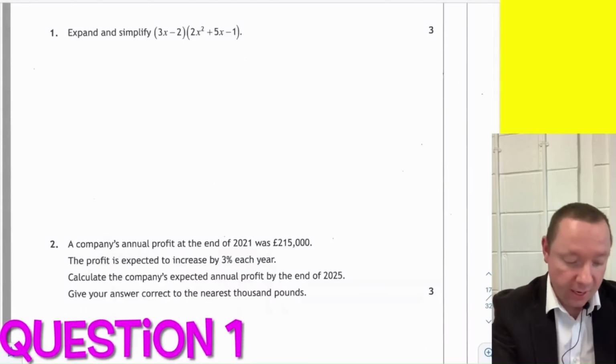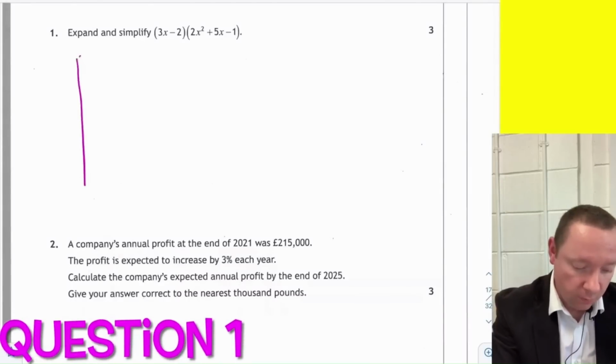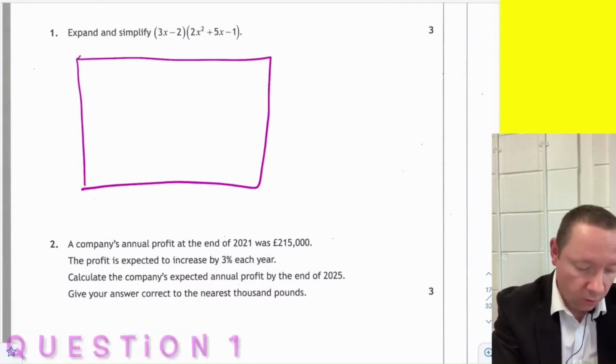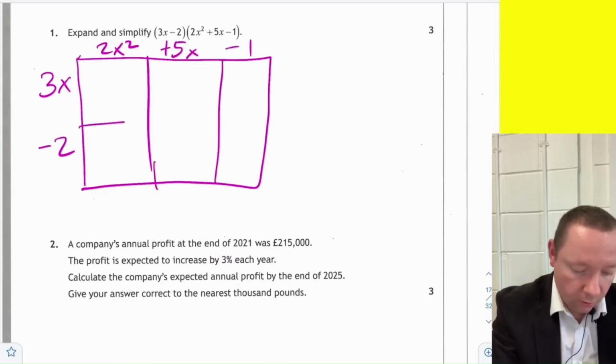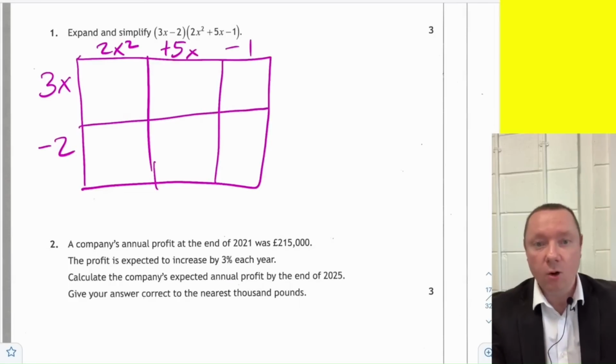Expand and simplify. I'll do this in my usual way by drawing a box. On one side goes one bracket, 3x take away 2, and the other side we've got 2x squared plus 5x take away 1. Also, there's lots of ways to do this. I'm just trying to get all the ones correct.